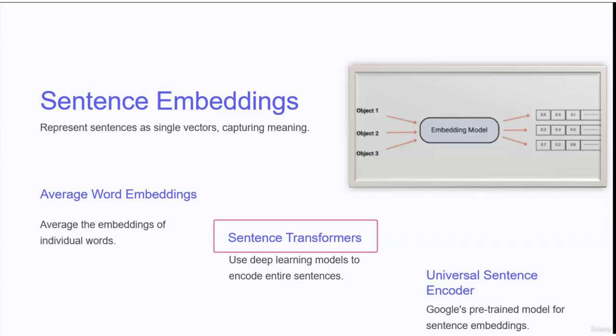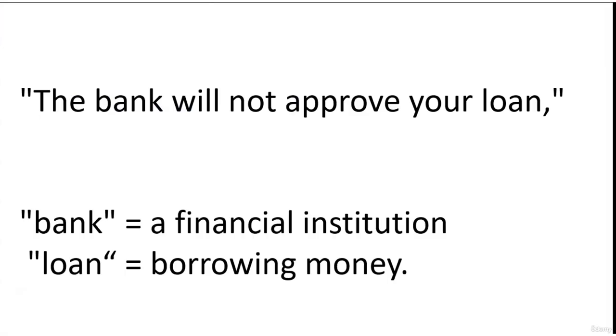Sentence transformers use deep learning models to encode entire sentences. These models, such as BERT, capture more complex relationships and contexts within a sentence. Given the sentence, "The bank will not approve your loan," the model understands that the bank refers to a financial institution and loan relates to borrowing money.